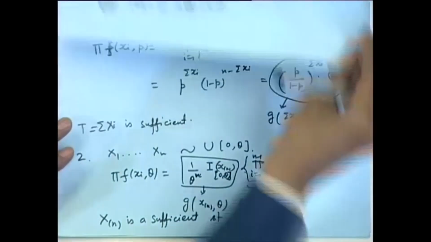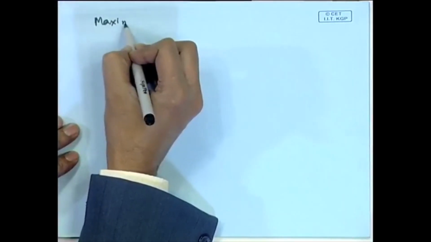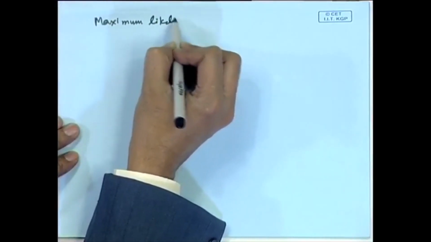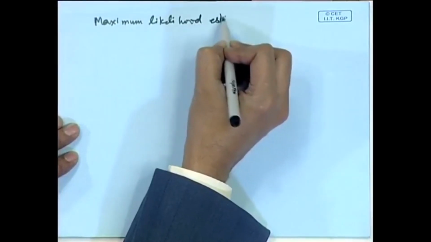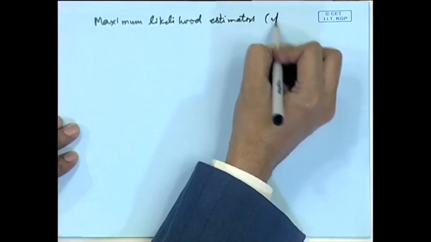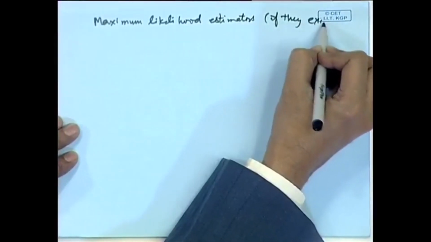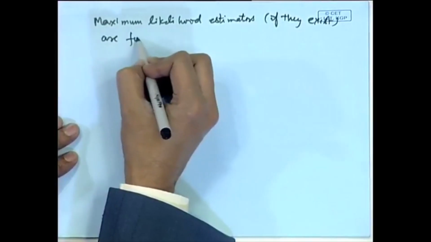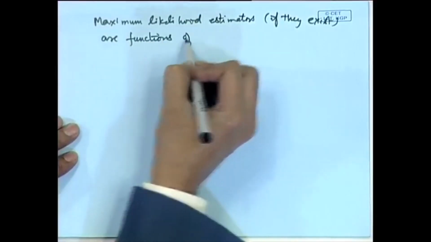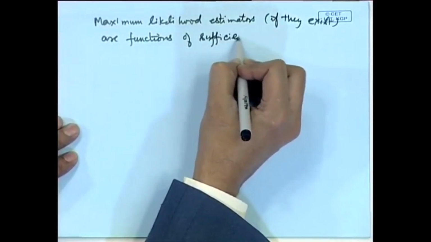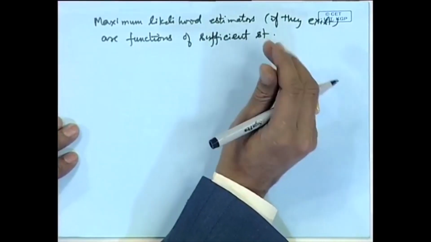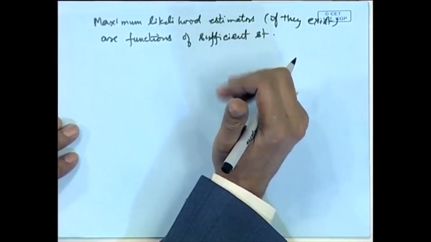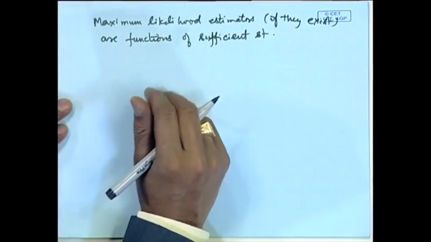So, we conclude here that maximum likelihood estimators, if they exist, are functions of the sufficient statistic. So, that brings us the importance of the sufficiency. That means, whatever inference we draw, finally, we can restrict attention to the sufficient statistics. We will look at further examples of this later.